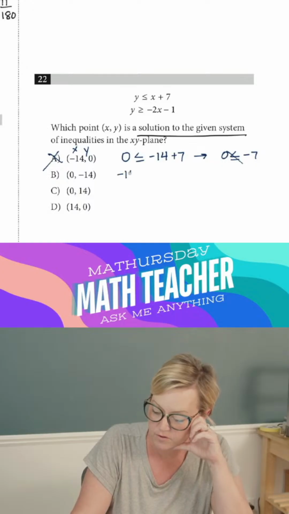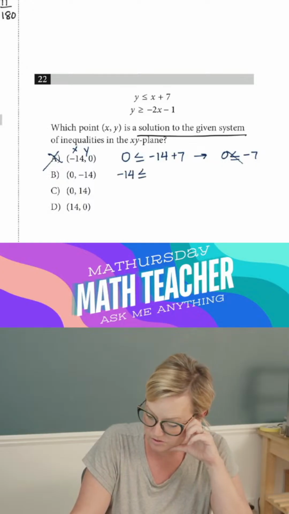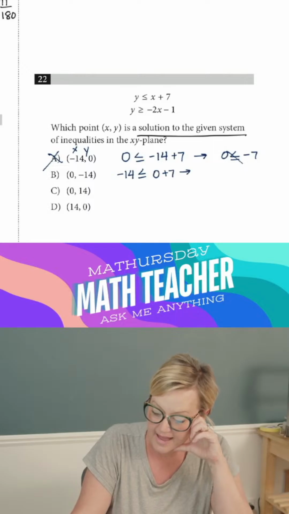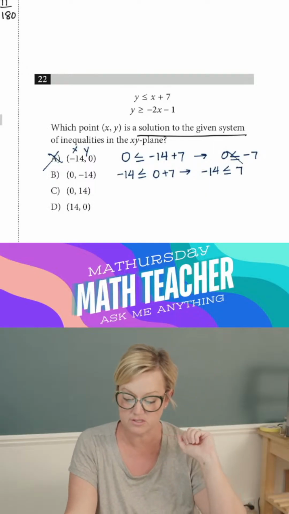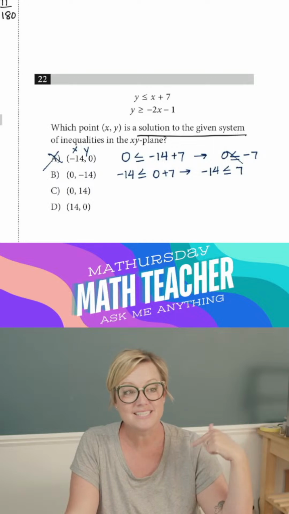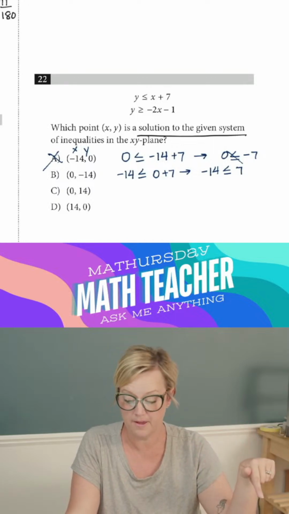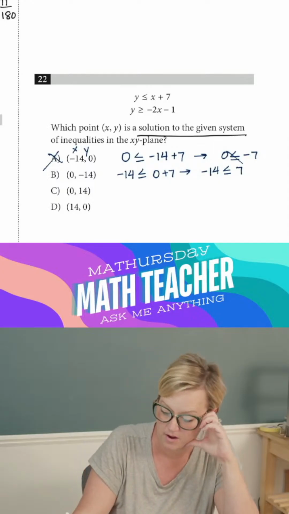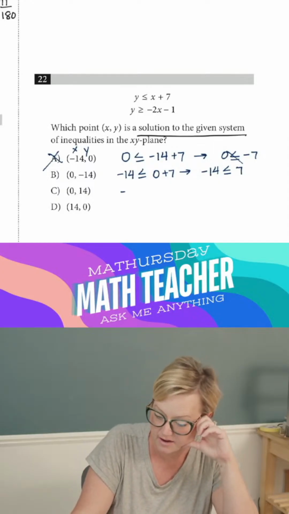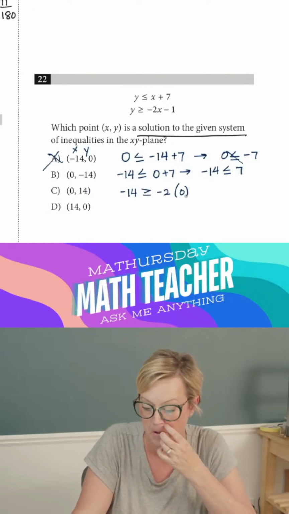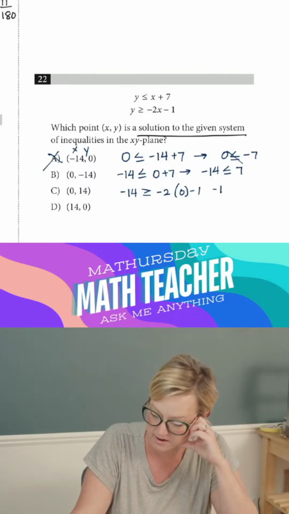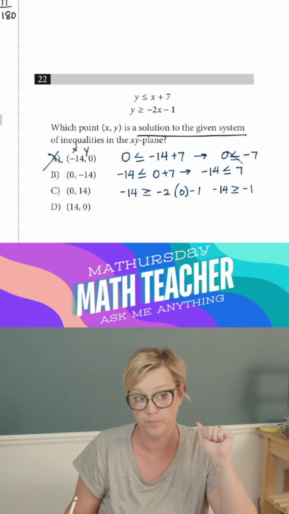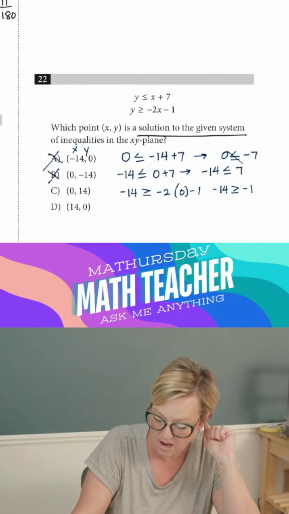Now if I've got negative 14 is less than or equal to 0 plus 7, that's going to be true, right? Negative 14 is less than or equal to 7. Then I would also want to see, does it also solve the other one: is negative 14 greater than or equal to negative 2 times 0 minus 1? Well, that's negative 14 is greater than or equal to negative 1. That is not true, right? So B is not going to work.